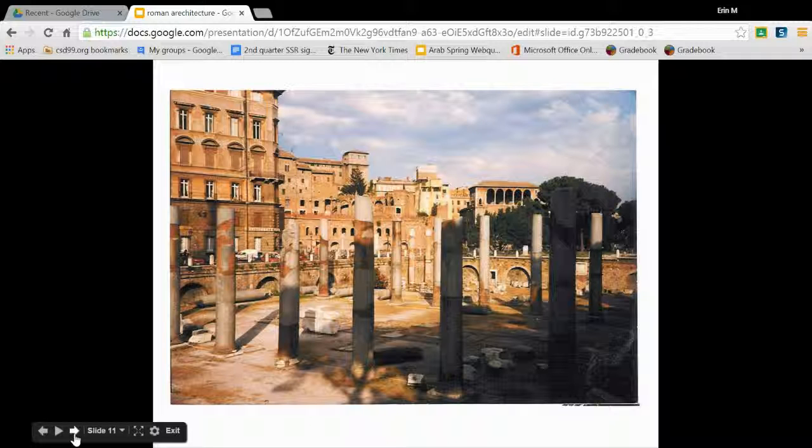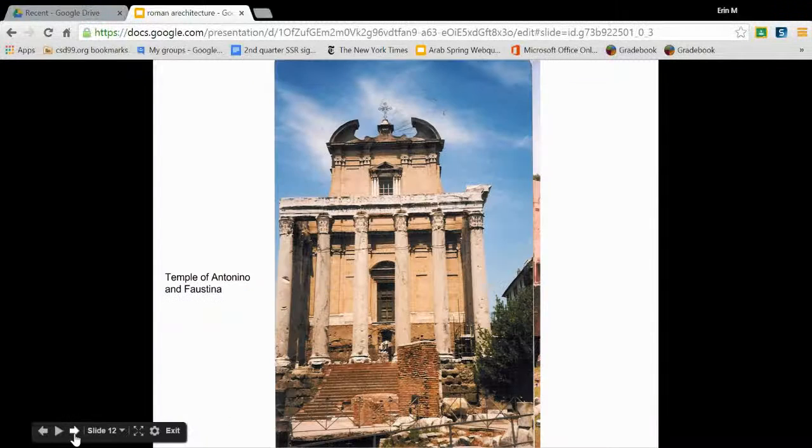This next image that we're looking at is an image of the use of columns. The Romans also used columns similar to the Greeks. They used them for function, and they used them for style as well. So this picture right here was at the ancient ruins of one of the emperor's forums that he had created, and so these columns were in his honor.